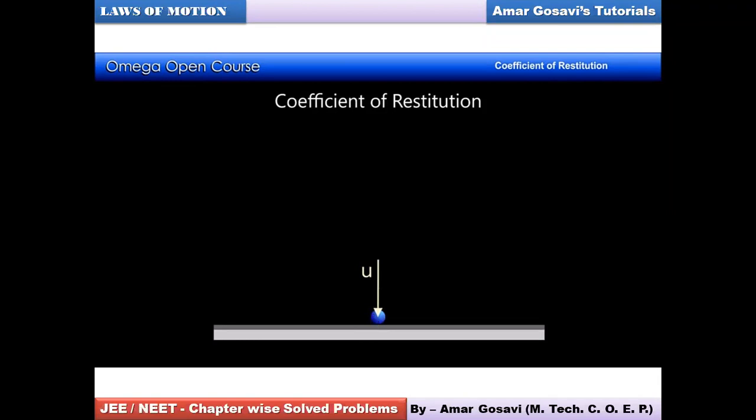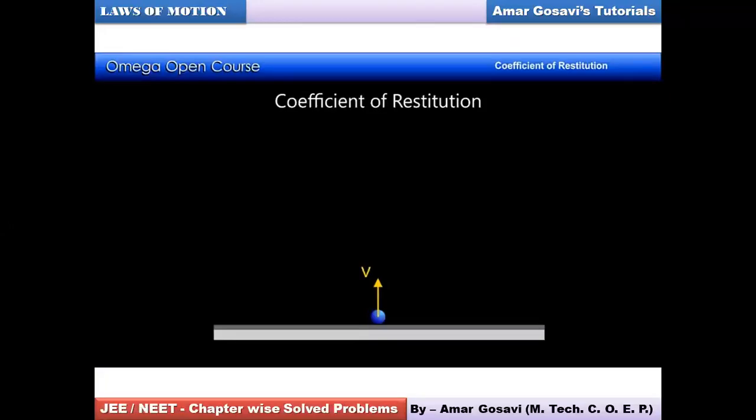Then after collision, what will happen? This ball will start moving with some final velocity, say v. But the velocity of the floor is 0. So if I want the relative velocity of separation, now when I say separation it means the part after collision, Gargi, that would be the difference between v and the floor, which is at rest, therefore 0. So v minus 0 is v.